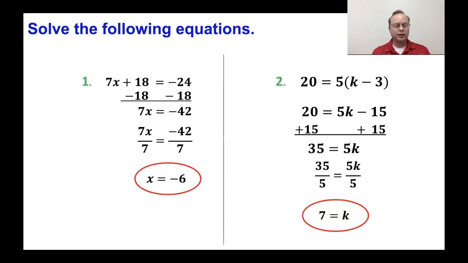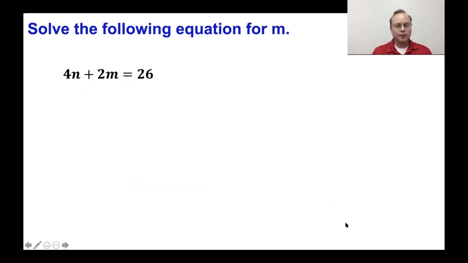Let's back up just a little bit here. We solved these equations. We solved this one for x. We got x all by itself. Same thing with this one. We solved this one for k. We just get k all by itself. So similarly, what we're going to try to do here is get m all by itself. That means we have to get rid of everything else on that side of the equation, and we need to move it to the side that doesn't have the m on it.